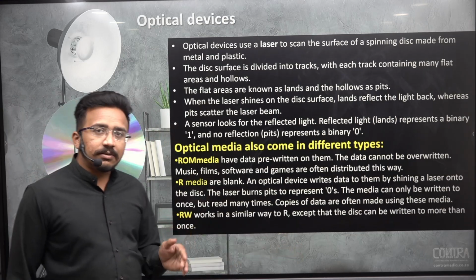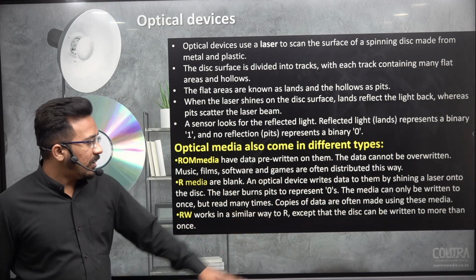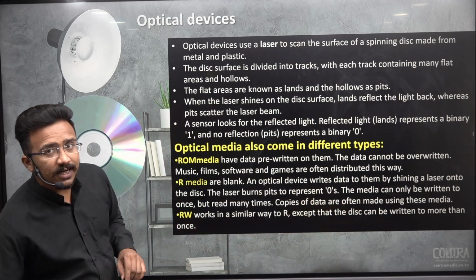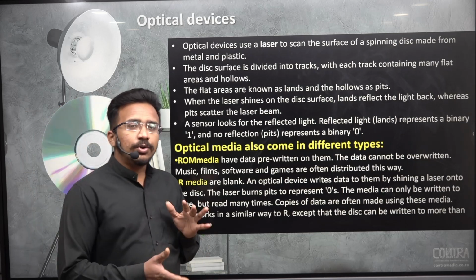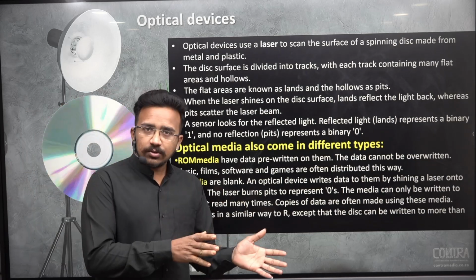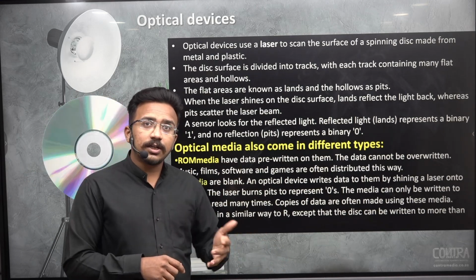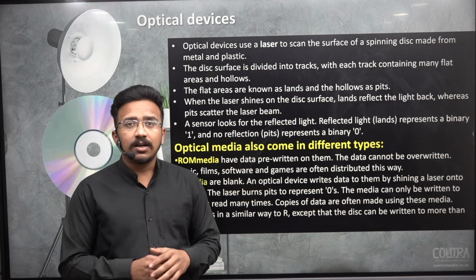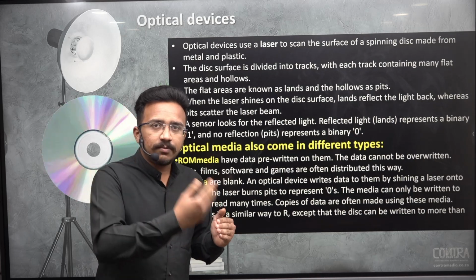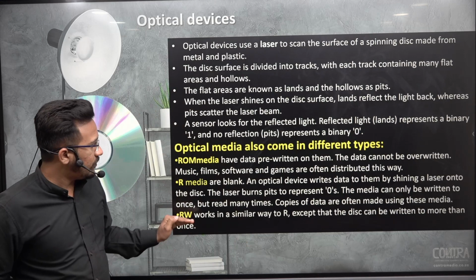RW, that is read and write kind of disk, works in a similar way to R, except the disk can be written to more than once. So you can write over a disk more than one time. You can also read from the disk more than one time. If you upload some data to the disk, that's not it. You can upload data one more time, you can erase the data, you can upload a few more data to it. Likewise, you can have multiple read and write operations over this disk. So these are the different kinds of optical storage.